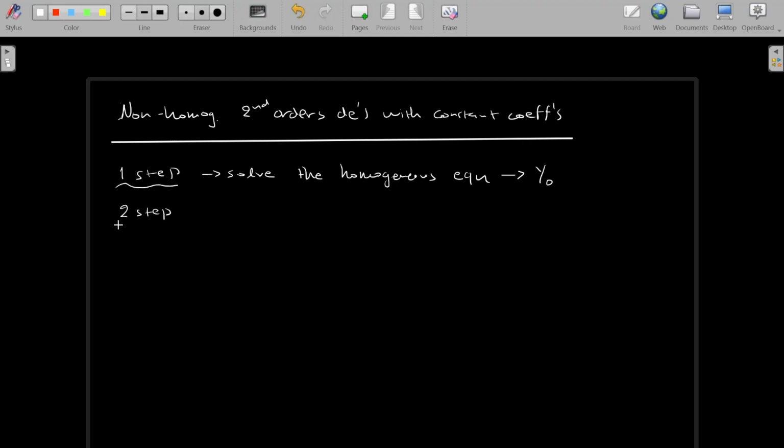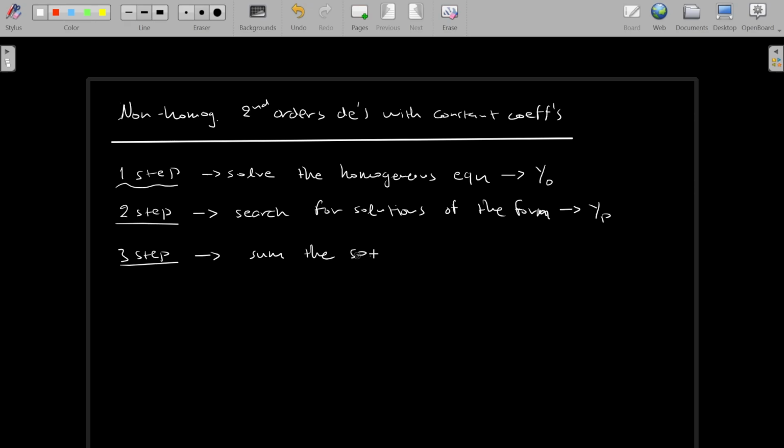As a second step, we're going to search for solutions of the form very likely with that of the non-homogeneous part. And we're going to denote this as yp for particular solution. The third step, the last one, is to sum up the solutions. And there you have it.